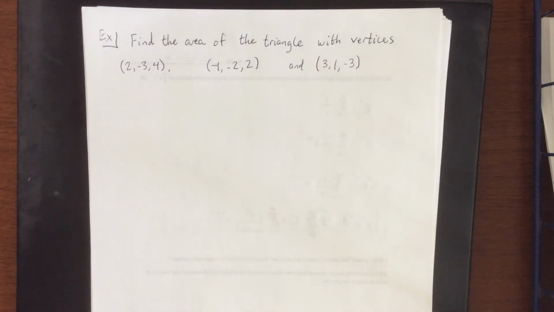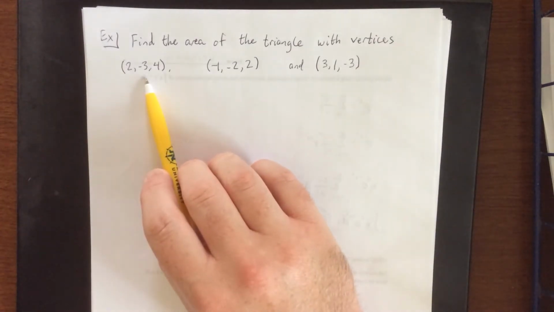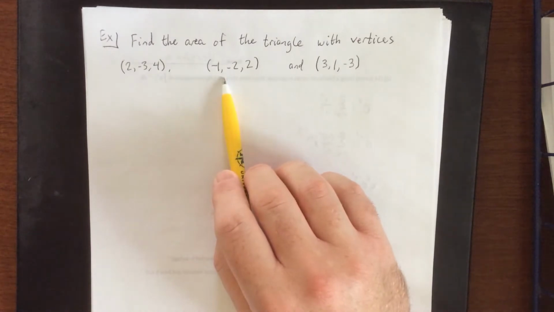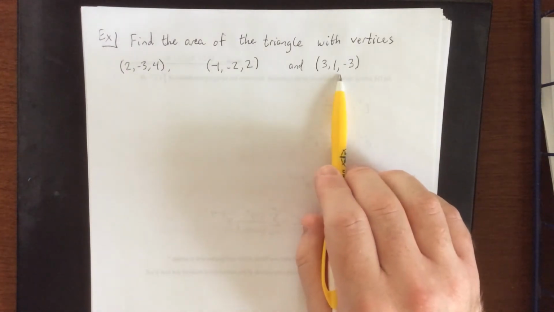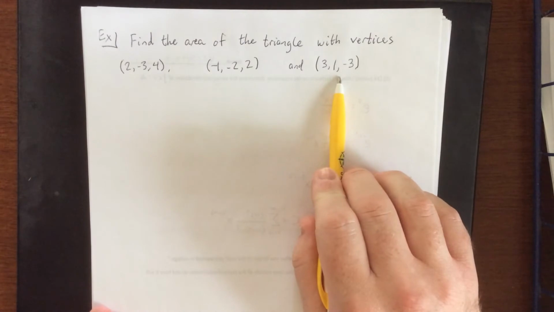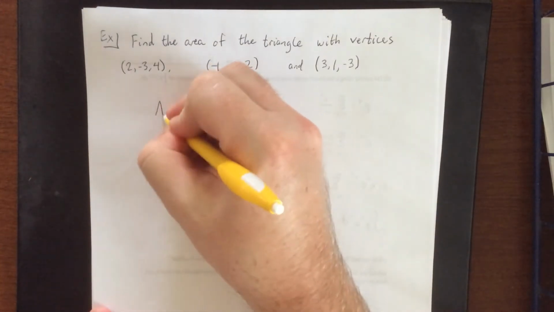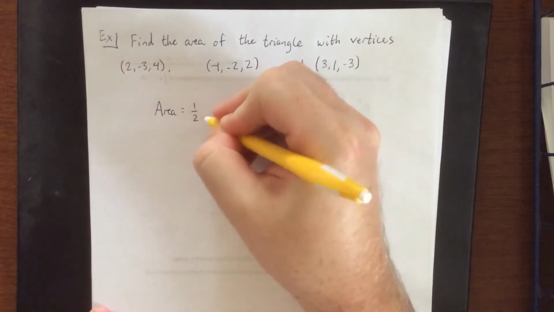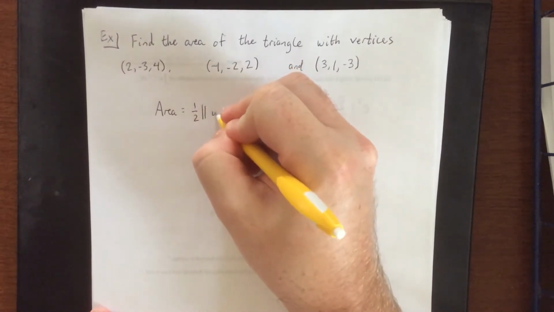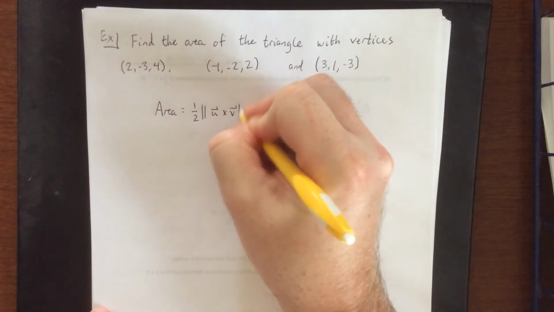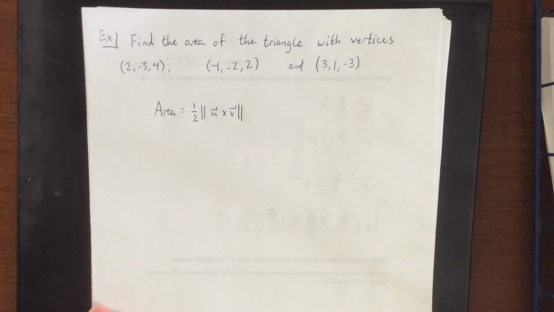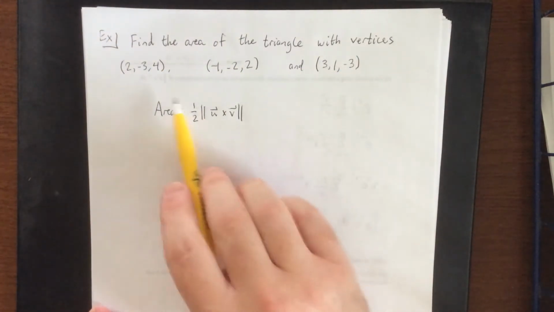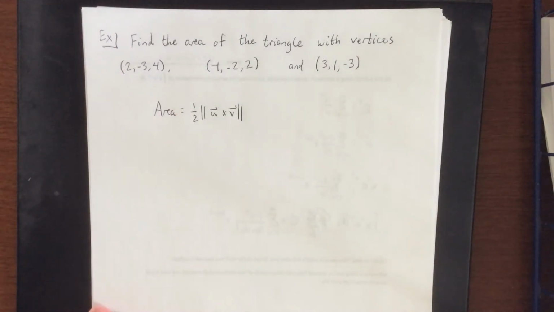Now we're going to try out this example. What we're going to do is find the area of the triangle with the vertices located in 3 dimensions at (2, -3, 4), (-1, -2, 2), and (3, 1, -3). Now, the way that we're going to do so is by using the area of a triangle formula that we derived in a previous video, which will be 1/2 of the magnitude of the cross product of 2 vectors that will help define this triangle.